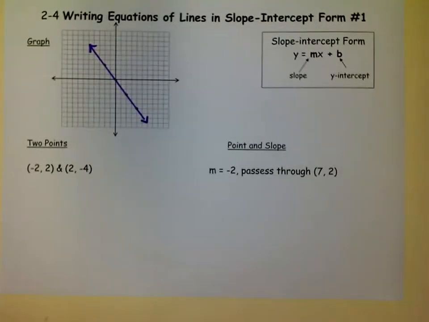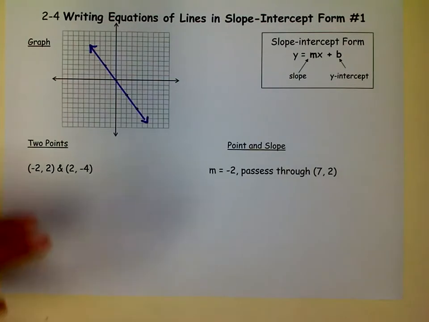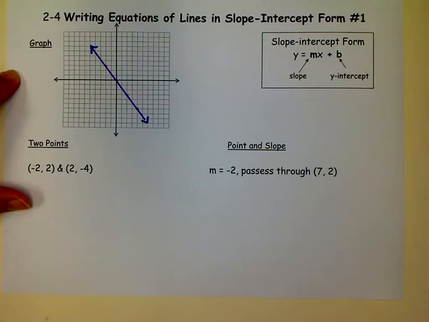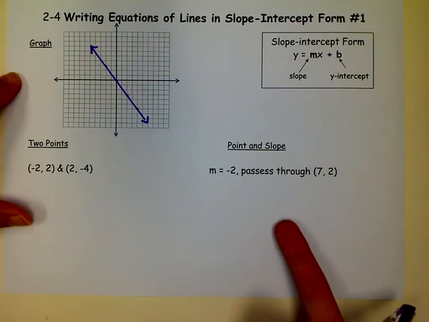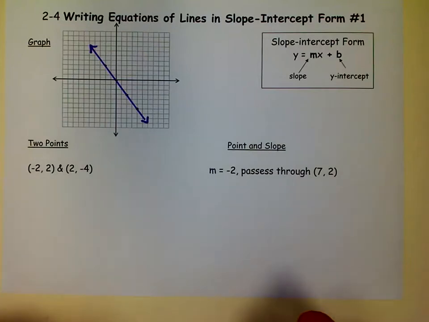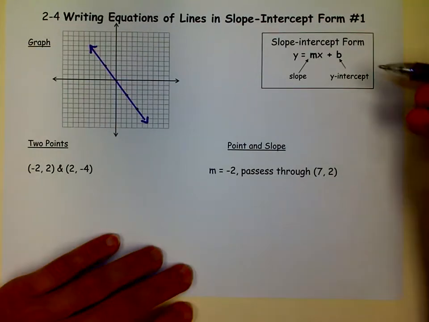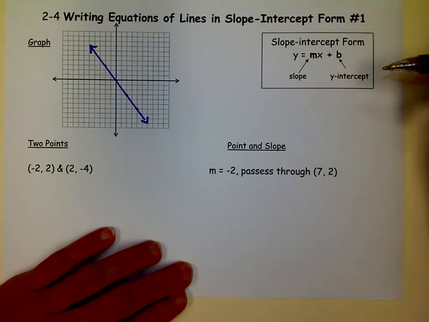We're going to write some equations in slope-intercept form. When you are asked to write equations, they either give you a graph, they give you 2 points, or they give you a point and a slope. But whenever you write an equation of a line, there are 2 things you have to have. You have to have a point, or the y-intercept, and you have to have the slope. Now in slope-intercept form, you have to have the y-intercept and the slope. So we're going to go through each of the 3 ways to do this.